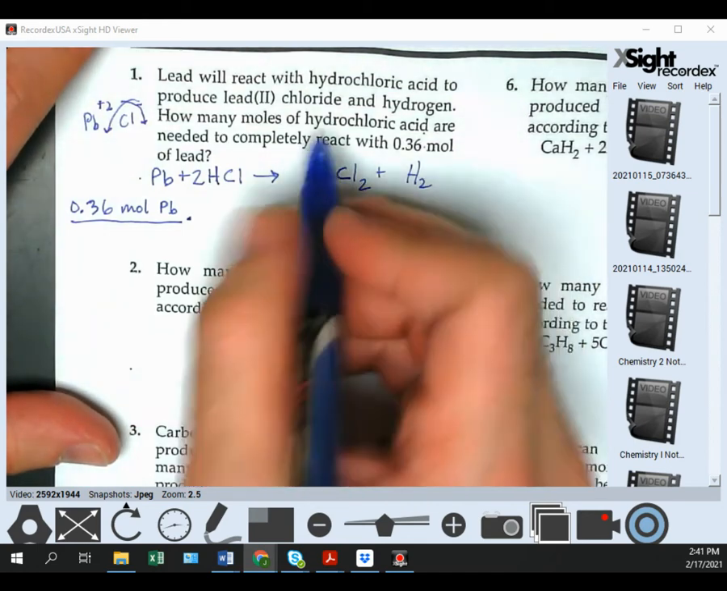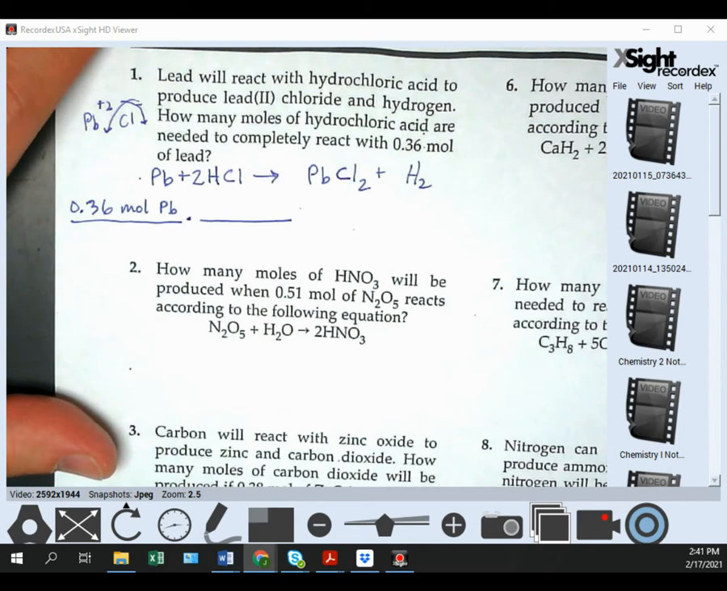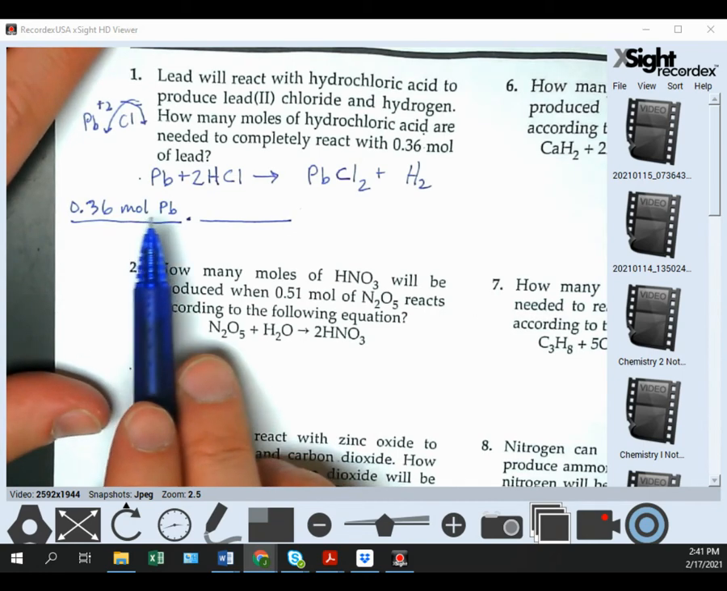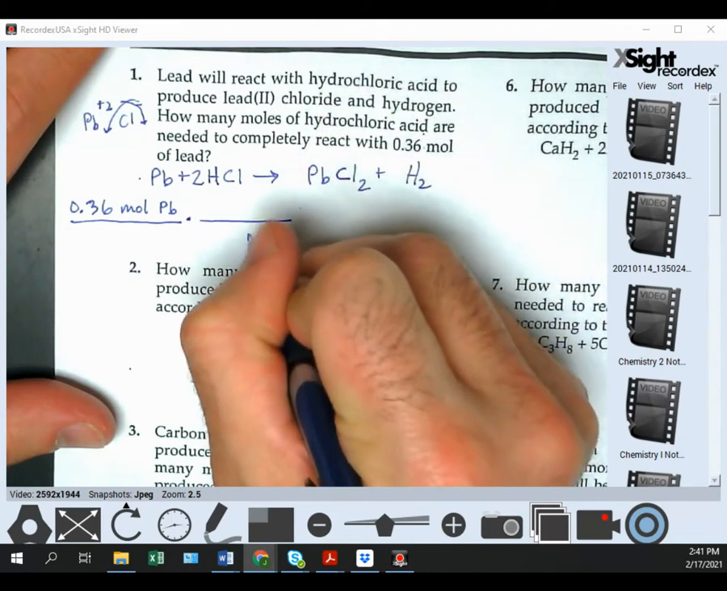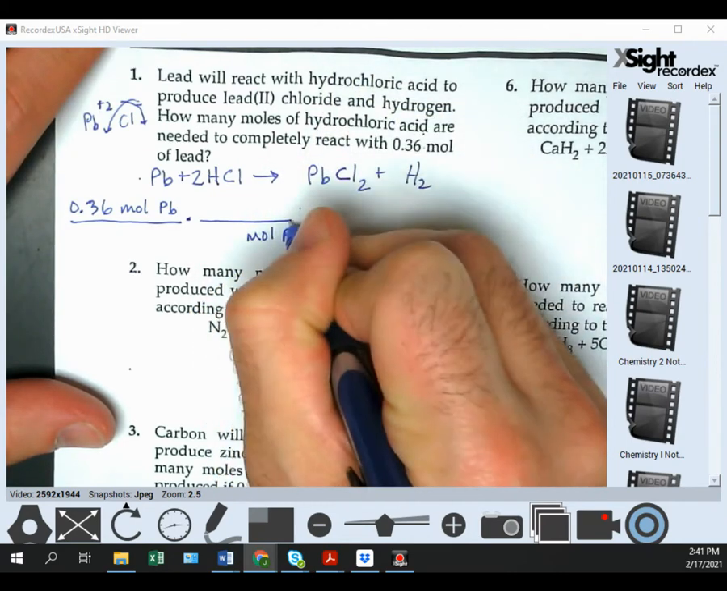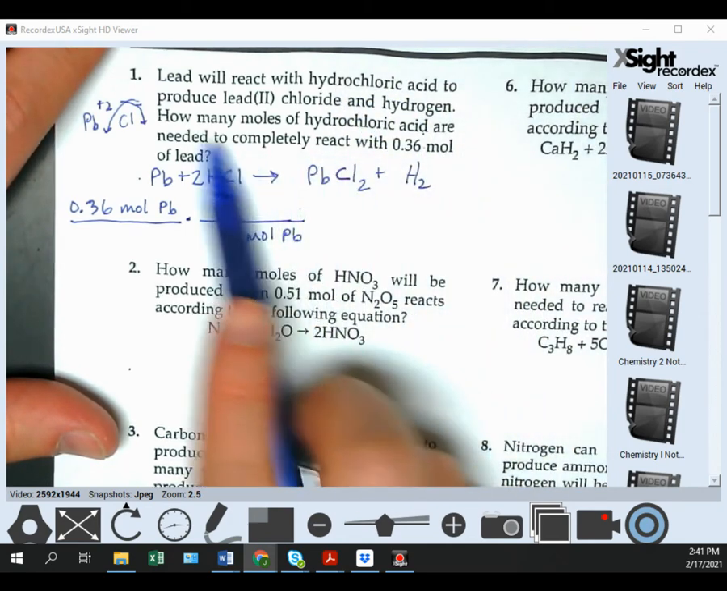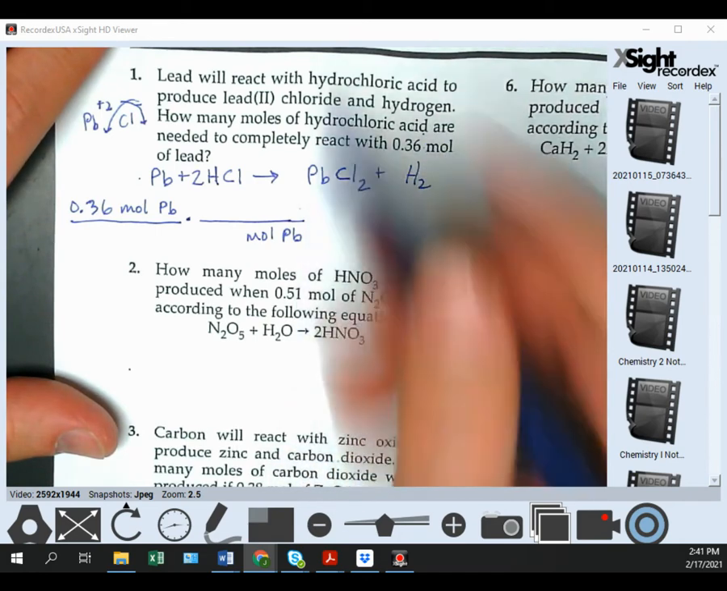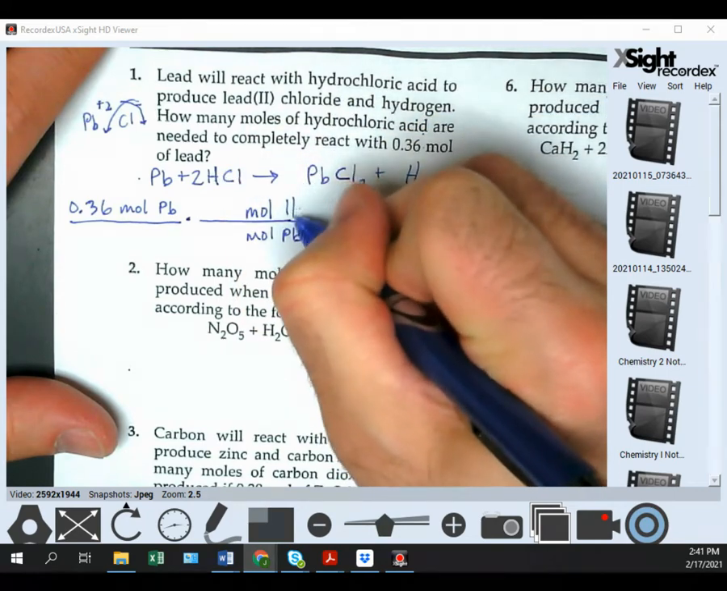Okay, now, the nice thing about this is it's just like all the other dimensional analysis in terms of putting our labels where they go. So we're trying to get it out of moles of lead, right? We're trying to get rid of that. So if that's up here, our label moles of Pb is going to go on the bottom, so we can cancel. Now, ask yourself, what are we turning this into? Well, how many moles of hydrochloric acid? That's what we're looking for. So that's what we're going to put on the top. Moles of hydrochloric acid, HCl.